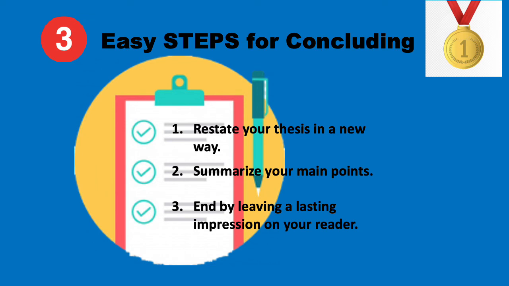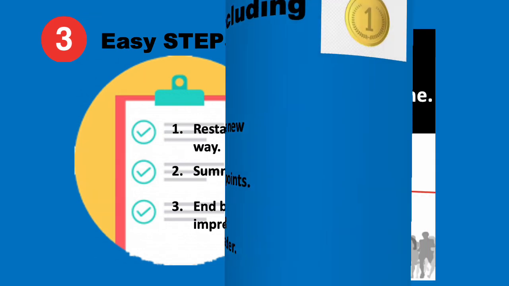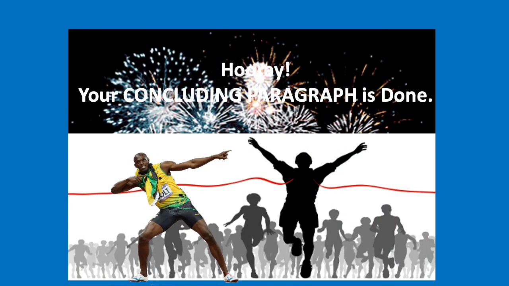Let's review the three steps one more time. In order to have an effective concluding paragraph, you should restate your thesis in a new way, summarize your main points, and end by leaving a lasting impression on your reader. Easy peasy, right? Once you would have followed these three simple steps, hooray! Your concluding paragraph is done.